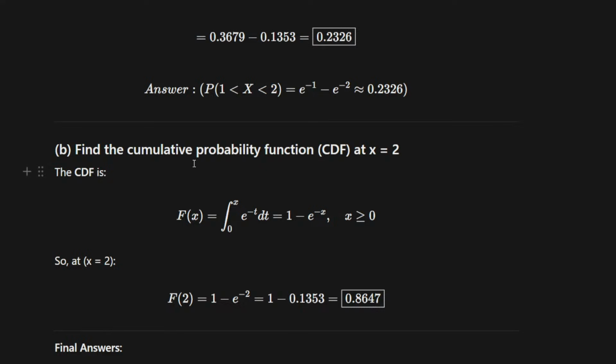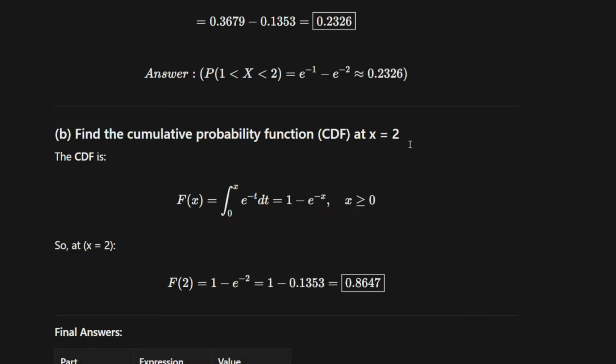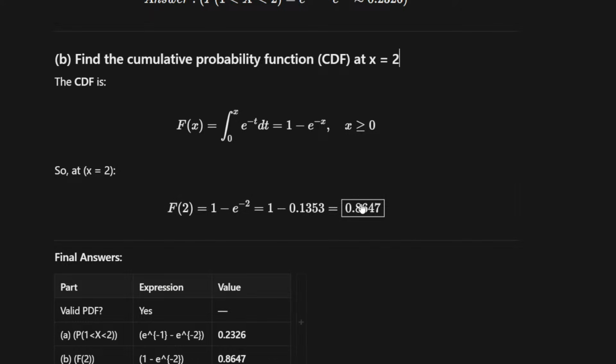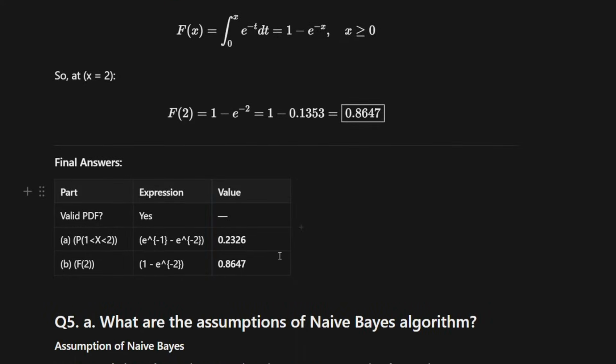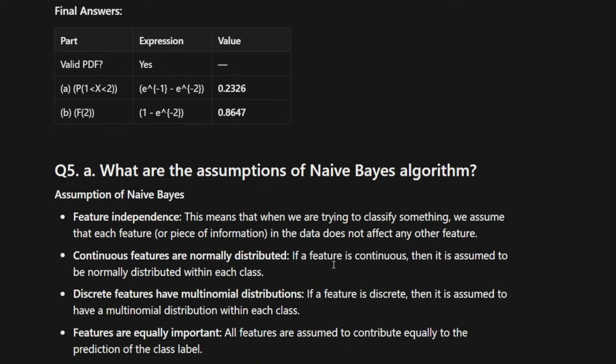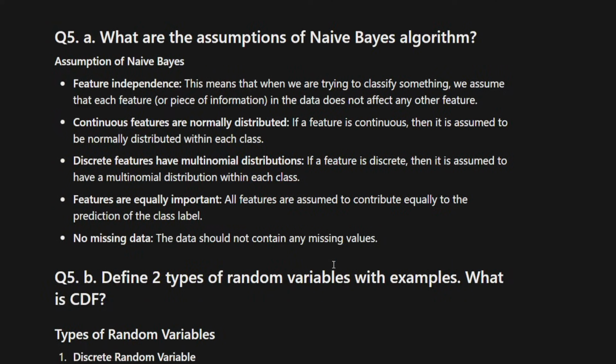The next question was the CDF at x equals 2. CDF means starting from 0 till some x value. It is the cumulative distribution function, right? So we have to integrate from 0 till 2. Integrating from 0 till 2 will give us this value. This was the question. So, moving on to the next question.